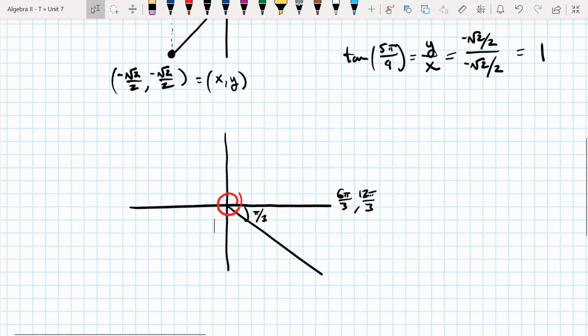we go 5 pi over 3 more around. Okay, so 6 pi over 3 plus 5 pi over 3 is 11 pi over 3. And so this right here is where we end up with a degree value of 11 pi over 3. So we're down here in the fourth quadrant.